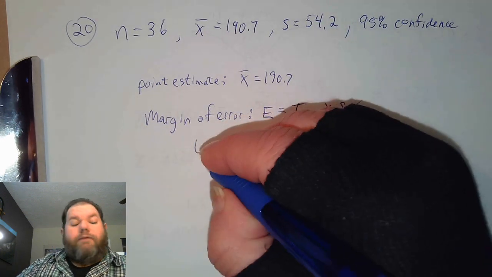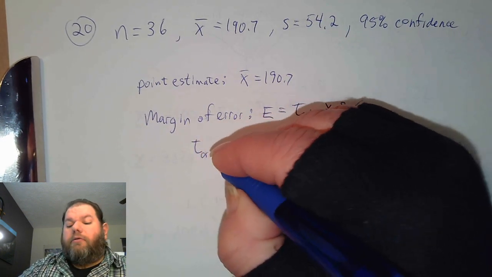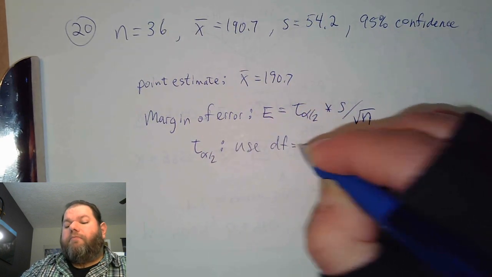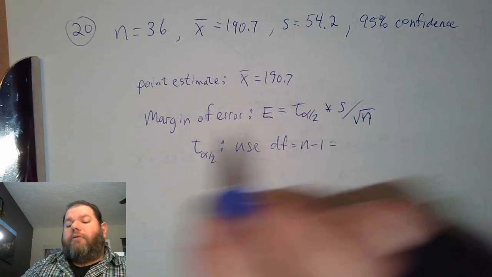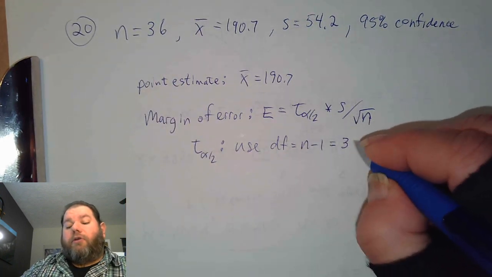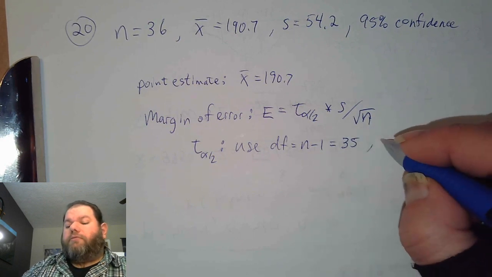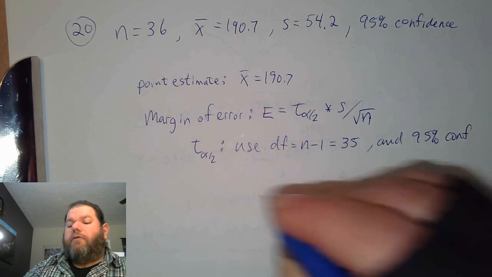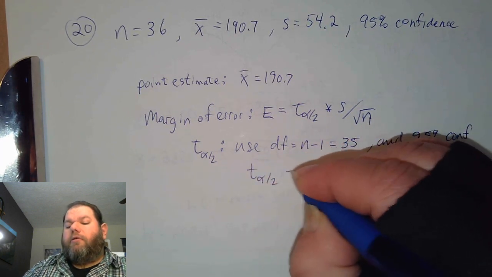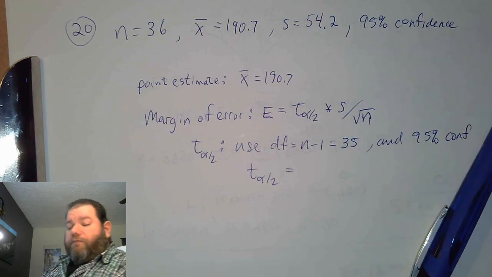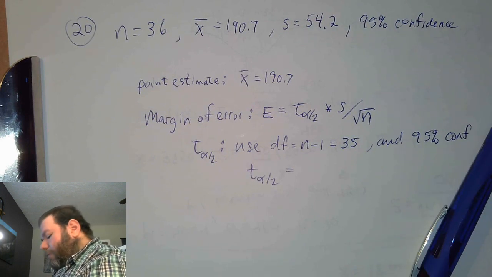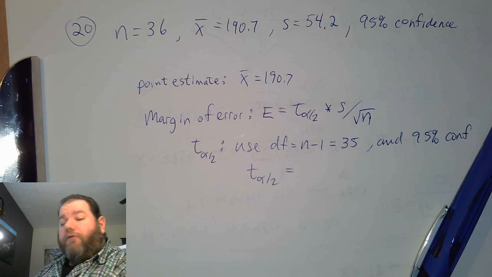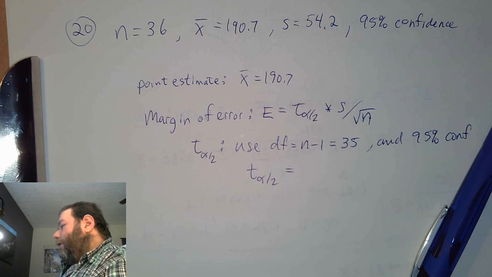Now, for T alpha over 2, we use the degrees of freedom, which is n minus 1. Now, n is 36, so our degrees of freedom is 35. And 95% confidence. For that one, we have to go to our table. This is on our formula sheet. So we pull that up.